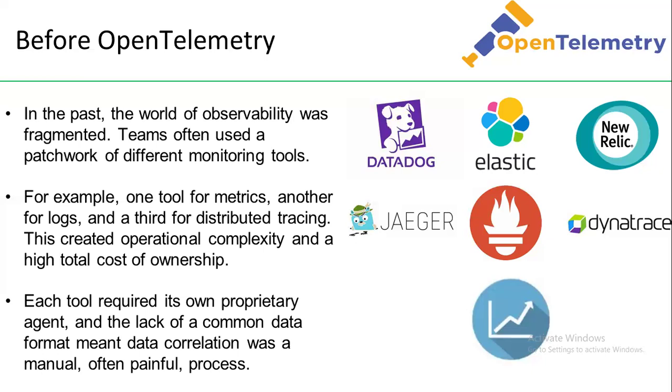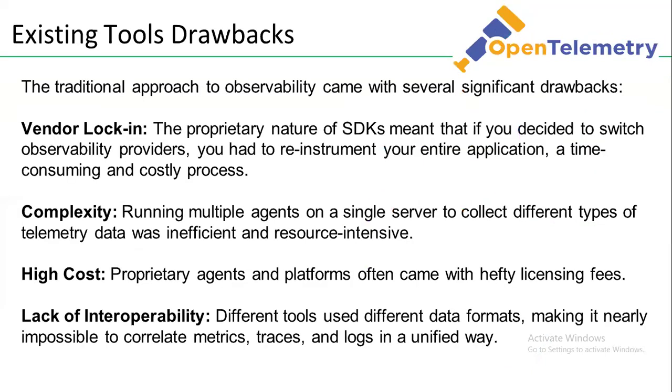Because for each of those we need different tools, like one for metrics, another for logs, and a third for distributed tracing. Okay, so that was before telemetry, in the past. The next one is existing tools and drawbacks. The traditional approach to observability came with several significant drawbacks: vendor lock-in, complexity, high cost, and lack of interoperability.